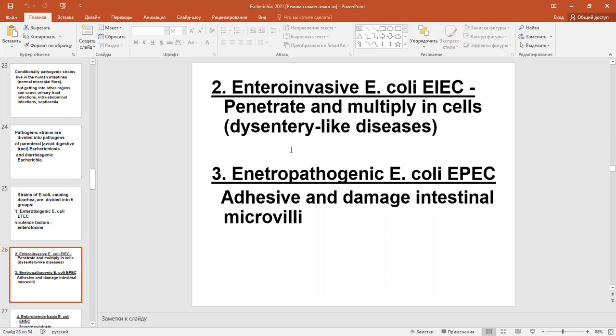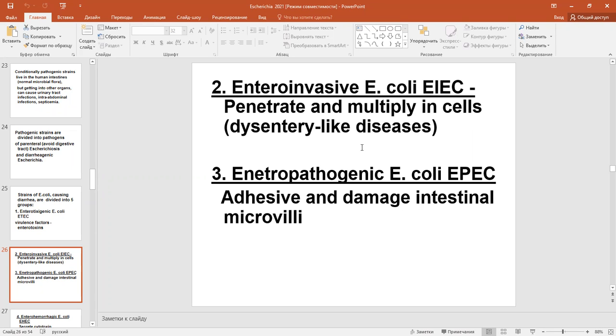Shigella, the causative agent of dysentery, are able to penetrate and multiply inside the cells in the wall of the intestine. And so they are able to destroy the wall of the intestine. Ulcers are developed, and due to the development of these ulcers, particles of blood are detected in feces. Some Escherichia coli are also able to multiply in cells. They cause dysentery-like diseases.